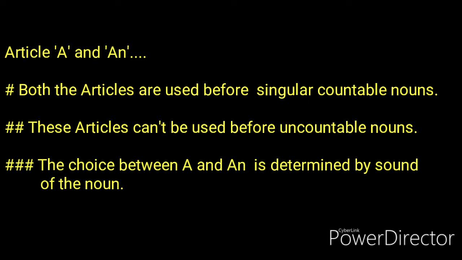Third, the choice between A and AN is determined by the sound of the noun. Article A and AN give the same meaning; the meaning of article A or AN is one. So it is very clear that we never use article A or AN before plural nouns and uncountable nouns. The use of article A and AN completely depends on the sound of the noun before which these are used. So it becomes necessary for us to know about the sound with which nouns start.